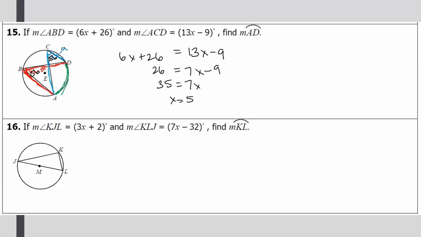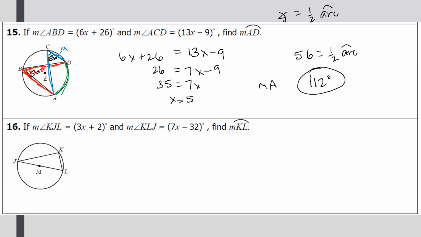So now to find the measure of the green arc, the arc is going to be twice as much as the angle. Remember, the inscribed angle is half of the arc. So if the angle is 56, we need to find the measure of that arc. Multiplying both sides by 2 tells me that that arc measures 112 degrees. So the measure of arc AD is 112 degrees.